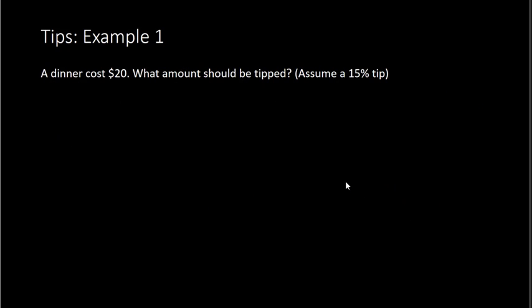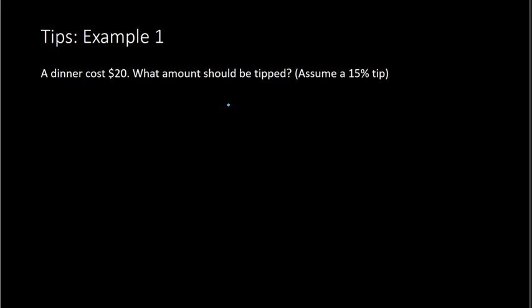Now we're going to switch over to tips. So in the United States, when you go to a restaurant, many places, if you have a waiter or waitress, you need to tip that person. Meaning you give a certain percentage of your meal cost to the waiter or waitress.